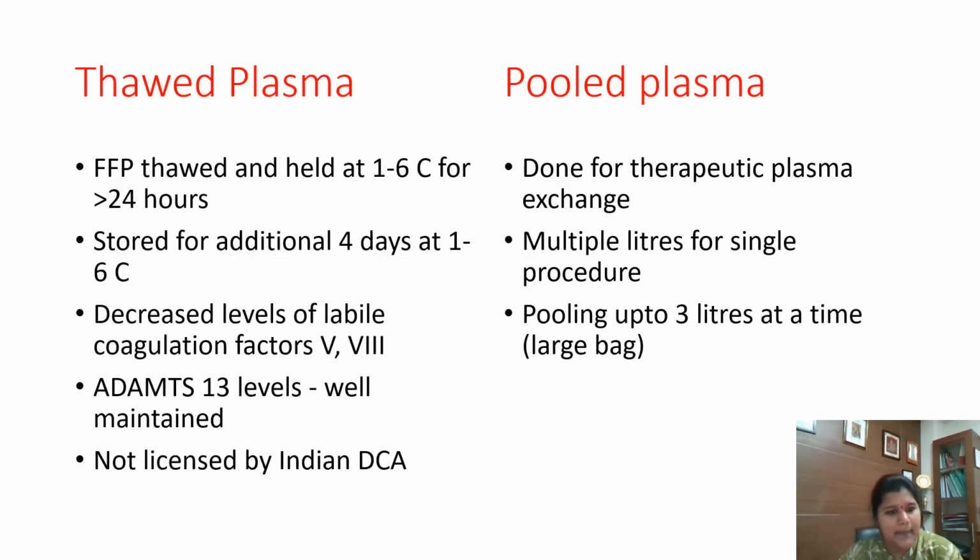Another entity is thawed plasma. Now the frozen plasma is thawed. We already saw that FFP has to be utilized within 24 hours after thawing. If it goes beyond 24 hours, it can still be used for transfusion if it is stored at 1 to 6 degrees centigrade. There is a decreased level of labile coagulation factors, but ADAMTS13 levels are maintained. But this thawed plasma technique, that is the more than 24 hours technique, is not licensed by the Indian Drugs and Cosmetics Act.